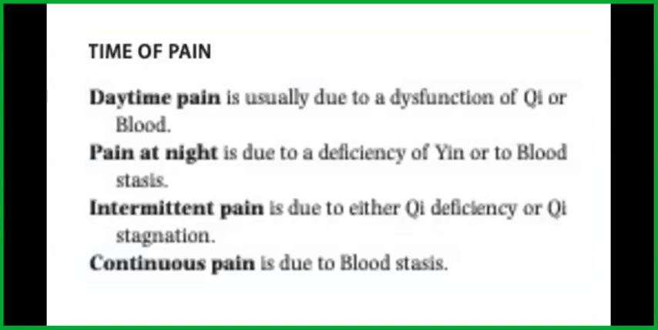When it is a daytime pain, it is usually due to a dysfunction of Qi or blood. When it is at night, it is due to a deficiency of yin or blood stasis. Intermittent pain is due to either qi deficiency or qi stagnation, and continuous pain is due to blood stasis.